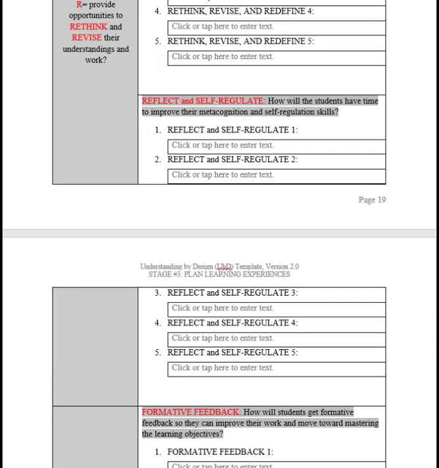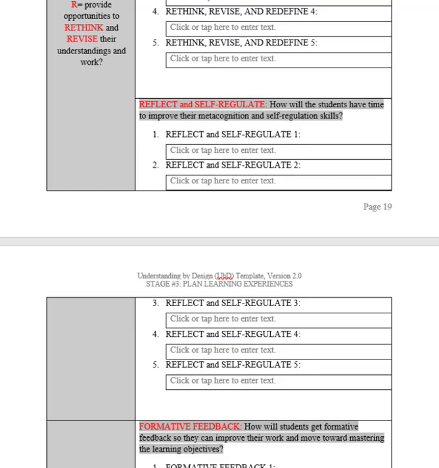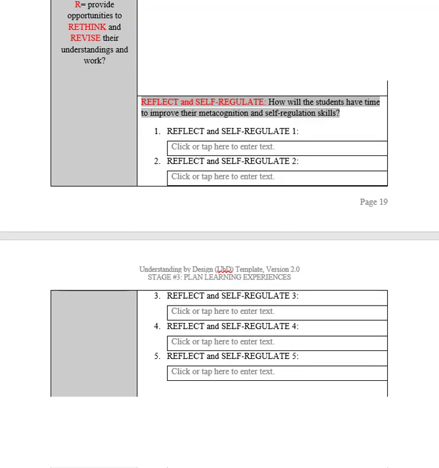The second part of R is reflect and self-regulate. When students reflect, it gives them the opportunity to self-assess and analyze our own thought processes. Taking time for reflection helps us learn from our experiences and apply what we learn to new situations later in life. Helping students develop this skill will be extremely beneficial for them outside of the classroom and help them move closer to achieving your Stage 1 goals.